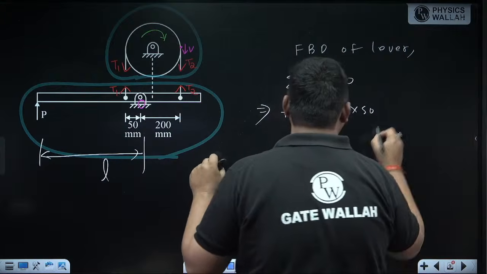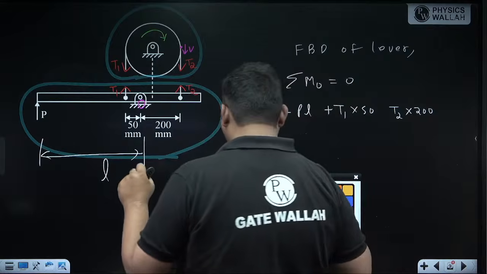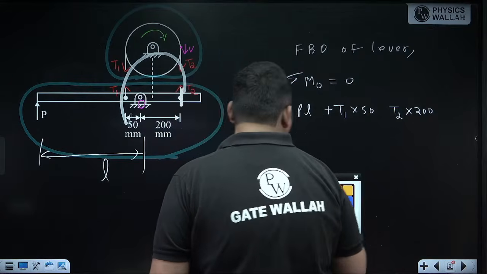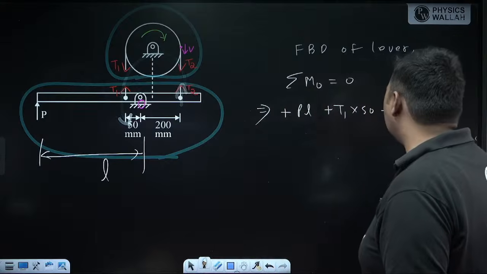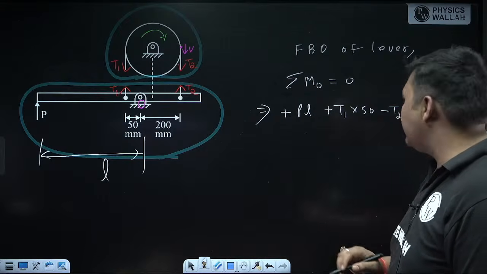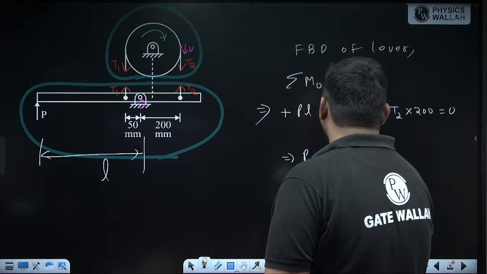Now, moment of T2 about O: its perpendicular distance from O, you can check, is 200. How is it rotating about O? It is like this. About O, it is anti-clockwise. For clockwise I am using plus, so for anti-clockwise, minus. Now, the moment of the reaction at O about O will be 0, so we need not bother about the reaction at O. Equate with 0. From this, you can find the expression of P.